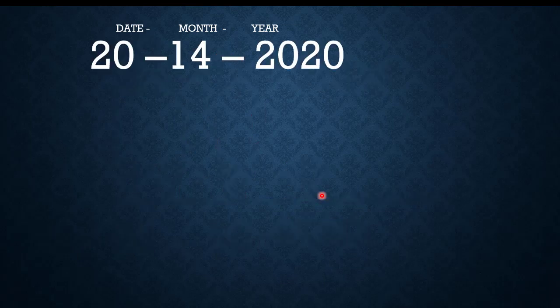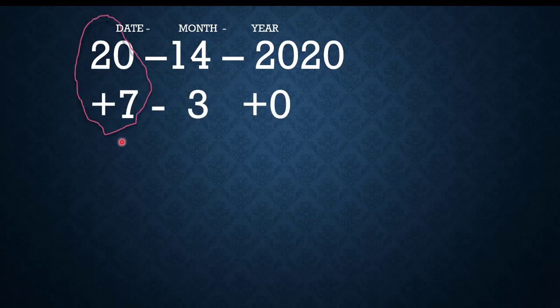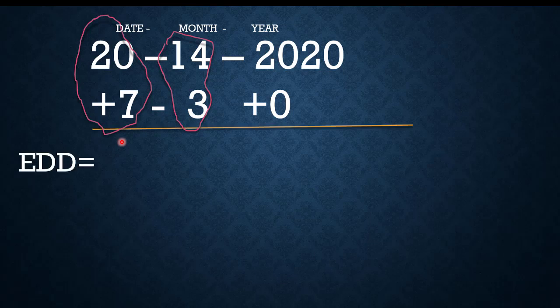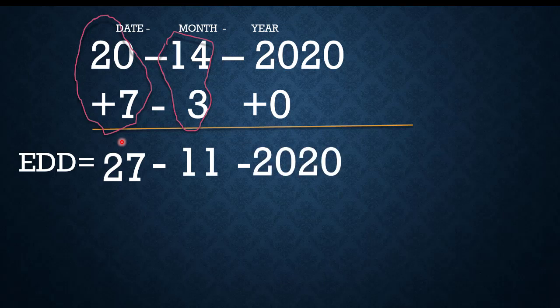Now, if the LMP of a pregnant lady is 20 February 2020, then we will write February as 14. Then we have to add 7 days, and we have to deduct 3 months, and we will not add a year. So what will be the EDD? 20 plus 7 is equal to 27, and when we deduct 3 from 14, the answer will be 11, and we will not add 1 year, so the year will be 2020. So the EDD will be 27 November 2020.